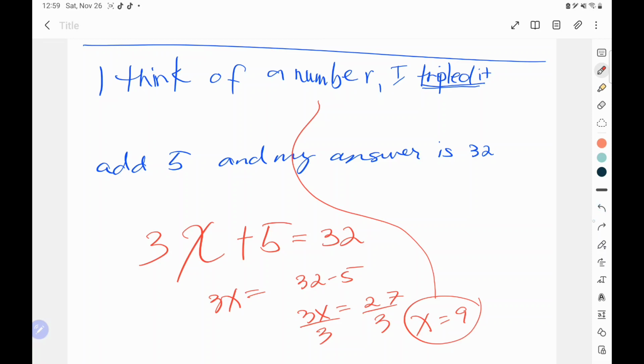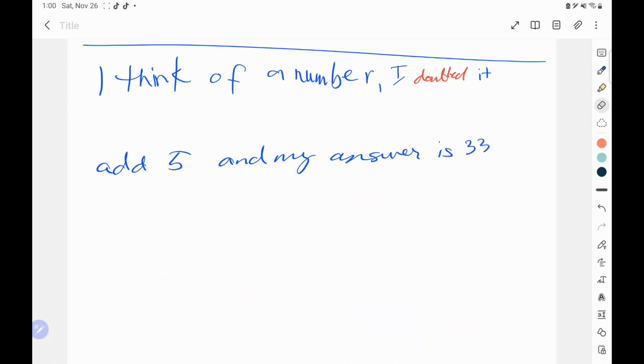Let's use the word double instead of triple. So you say I think of a number and I doubled it, add 5, and my answer is 33. Now I want you to pause the video and answer it yourself first. Okay, let's try to answer it together. If you think you got the correct answer, the answer there should be 14. But let's try. So I think of a number that is x. I doubled it, so that means twice, and add 5, and my answer is 33.